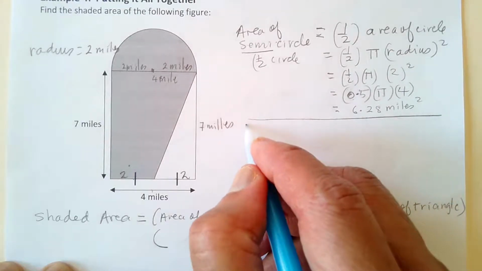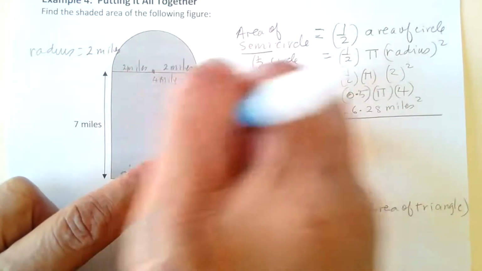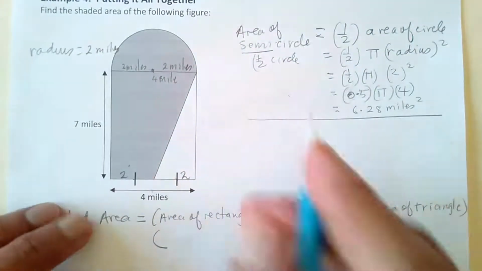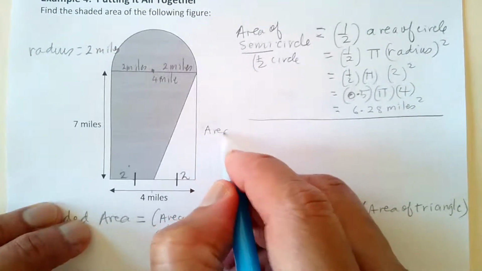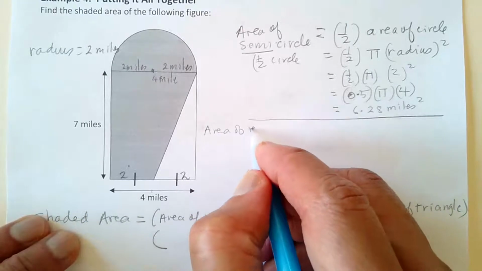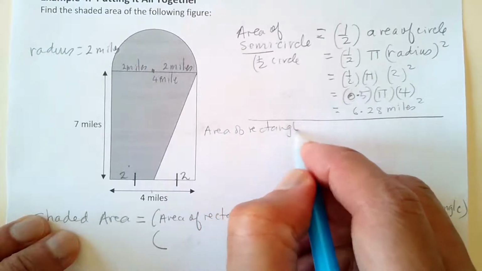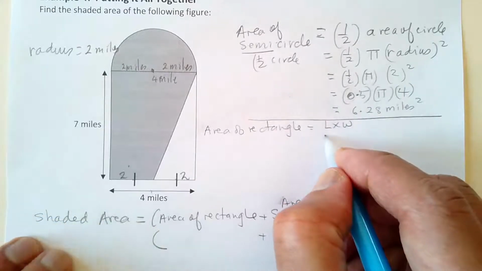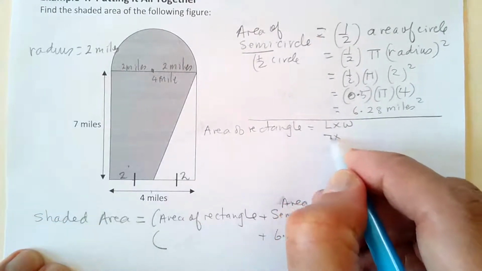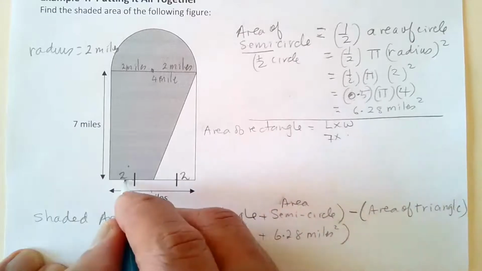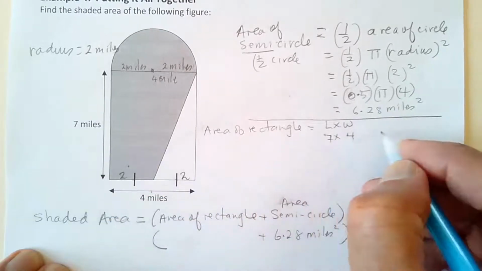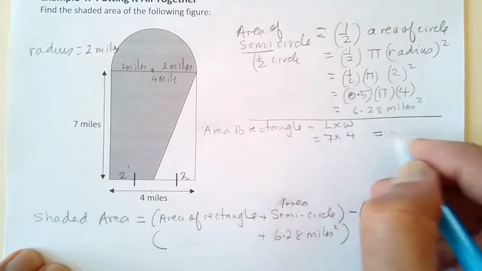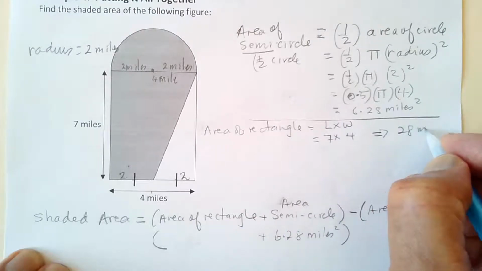Now I'll find the area of the rectangle. Area of rectangle is length times width. So that gives me 7 multiplied by 4, which is 28 square miles.